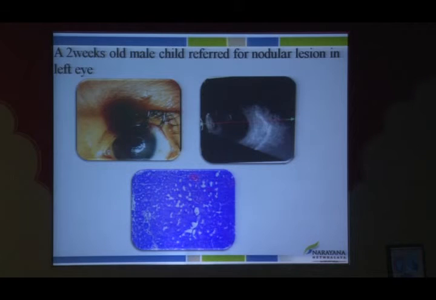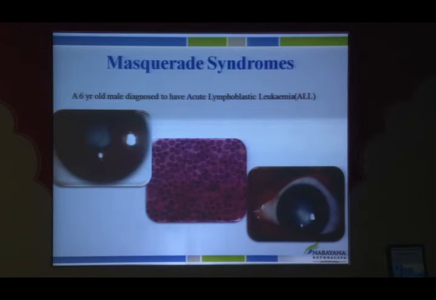Here is a 2-week-old male child referred to us for nodular lesions in the eye. Ultrasound shows medium reflective lesions in the ciliary body region. The enucleation revealed it's a medulloepithelioma. Here is a 6-year-old child diagnosed to have acute lymphoblastic leukemia with multiple infiltrates on the iris. AC tap shows leukemic cells. Following treatment with steroids and chemotherapy, we could see the resolution of the iris infiltrates.